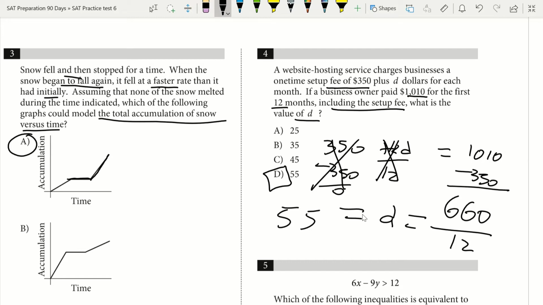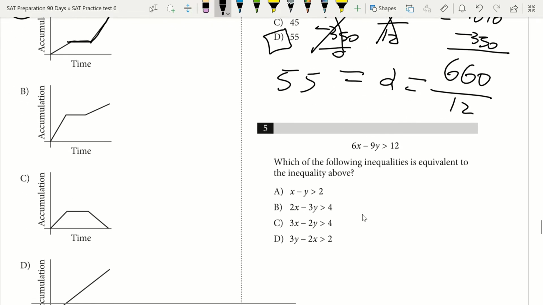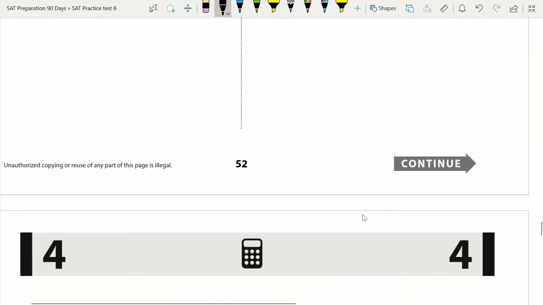All right, question 5. So we've got an inequality here. We're asked which of the following is equivalent to the inequality above. First thing I see right off the bat is that 3 is a factor in all of these, so I'm just going to try to divide everything by 3. So 12 over 3 is going to give me 4, and then negative 9y over 3 will give me negative 3y, 6x over 3 will give me 2x. So I'm looking for 2x minus 3y. I see I have that right here, that's greater than 4, so B then will be my answer for number 5.